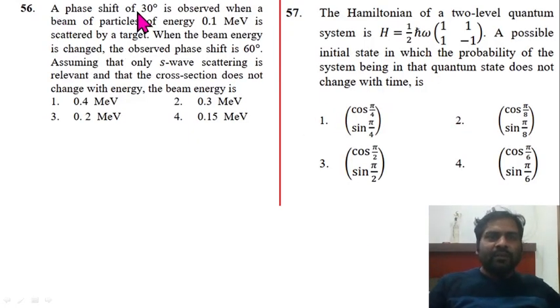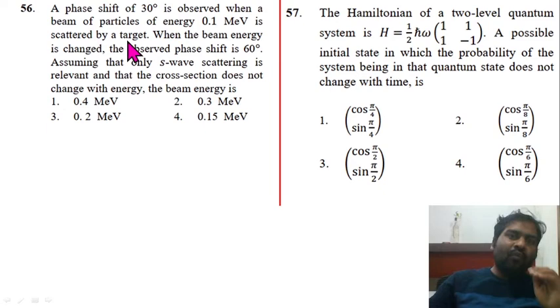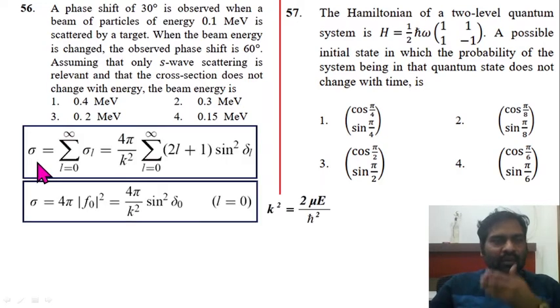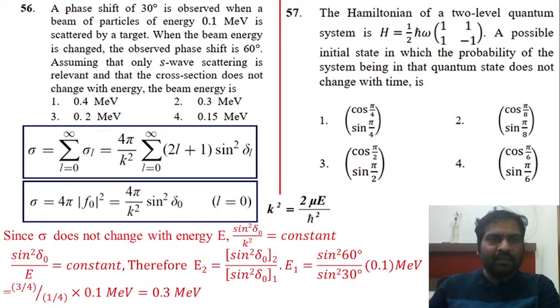Question number 56. A phase shift of 30 degree is observed when a beam of particles of energy 0.1 mega electron volt is scattered by a target. When the beam energy is changed, the observed phase shift is 60 degree, assuming that only S wave scattering is relevant and that the cross section does not change with energy. The beam energy is. The total cross section formula is given here. Taking S wave scattering, your L is equal to 0. It is simplified to 4 pi by k square sin square delta 0, where k square is equal to 2 mu E divided by h cut square. Mu is the reduced mass.